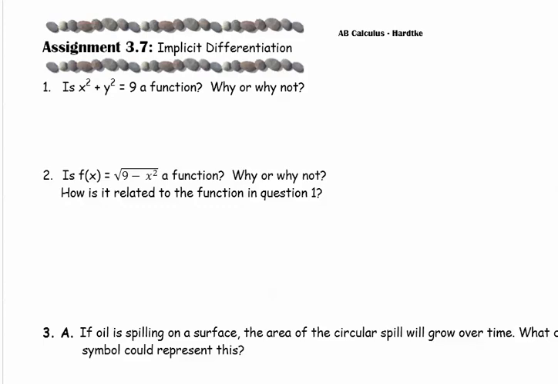This assignment is our first look at implicit differentiation when an equation might not be solved for x. So we've already discussed a few of these. This first equation is a circle with a radius of 3. We can see that it fails the vertical line test, which shows us that there are 2 points that share the same x coordinate. So no, this is not a function.